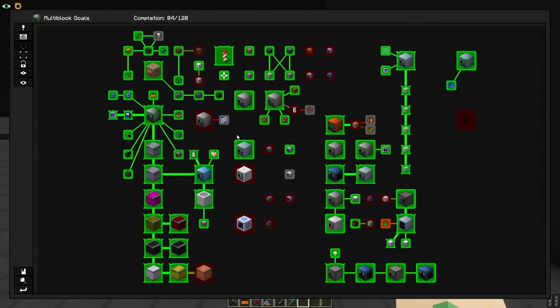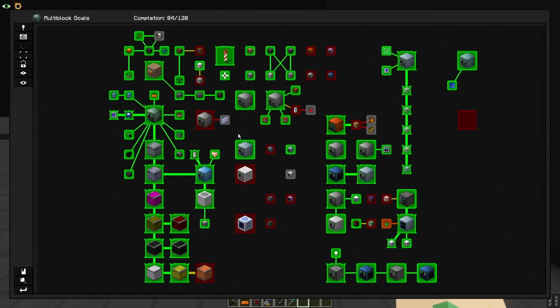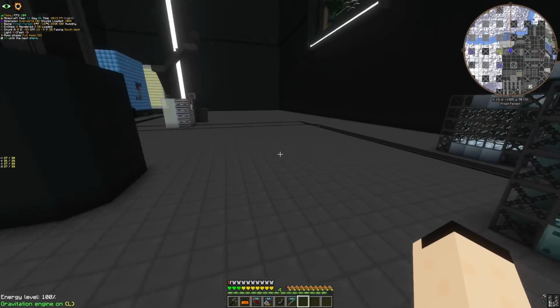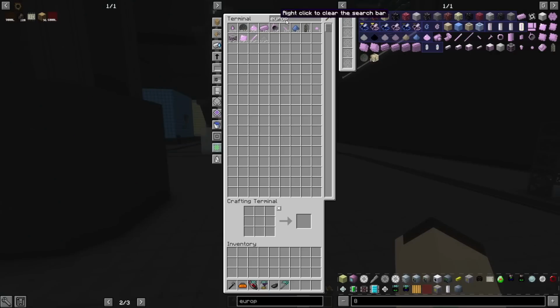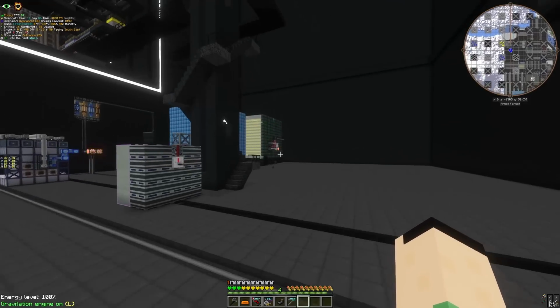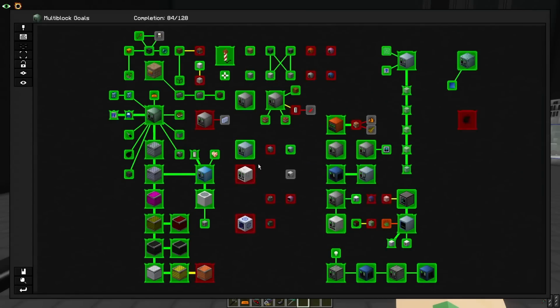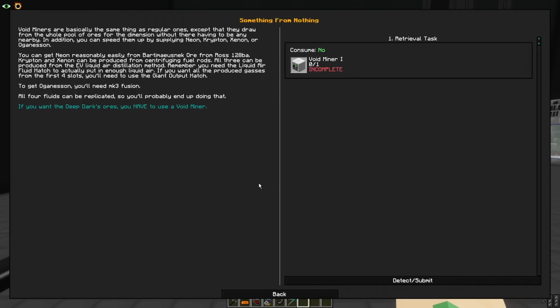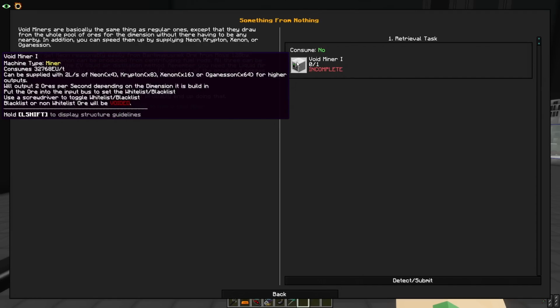So I'm dealing with a pretty major issue that I don't have phosphorus. I'm just constantly out of phosphoric acid and phosphorus because it's all being used in my Naquadria processing. And I do need phosphorus for other things, so I'm wondering what to do about that. I might use a void miner, but I'm not sure.